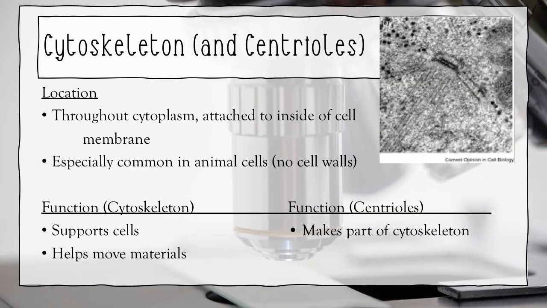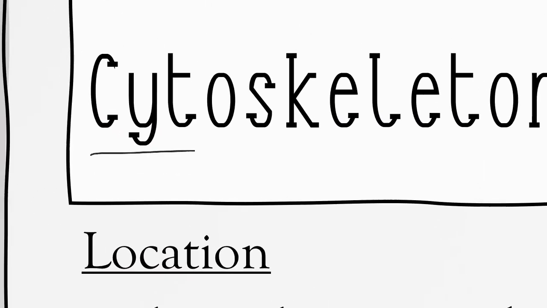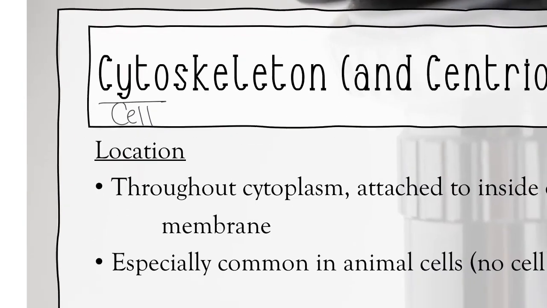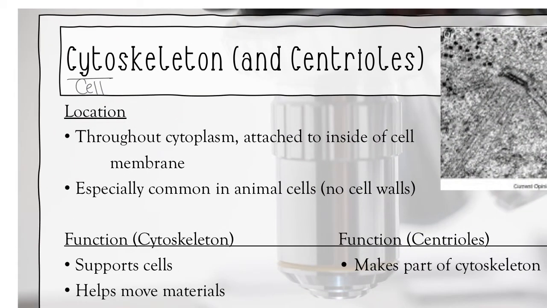So instead of having a cell wall, which we just said we don't, right? We have instead a really complex cytoskeleton. Okay, let's break this word down. What would you guess cyto means? Cell. So cytoskeleton just means cell skeleton. What do you think its function is?